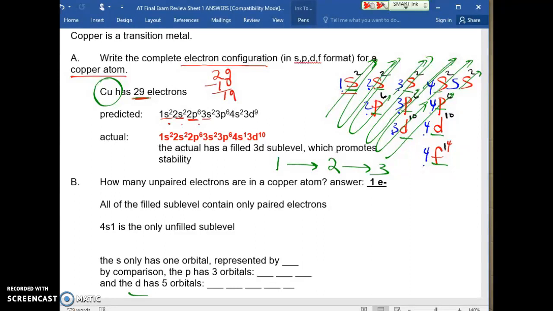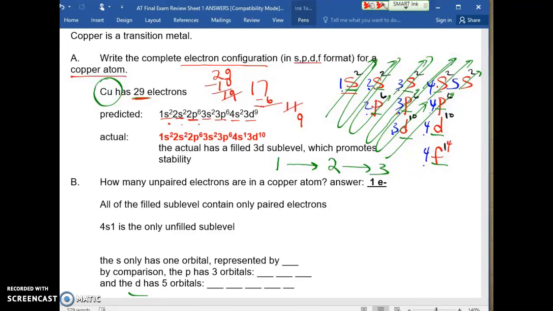I now go to the 3s, and I place 2 there. I have 17 left to place. I now go to the 3p. I place 6 there. I have 11 left to place. I now go to the 4s. I place 2 there. The remaining 9 go in the 3d.